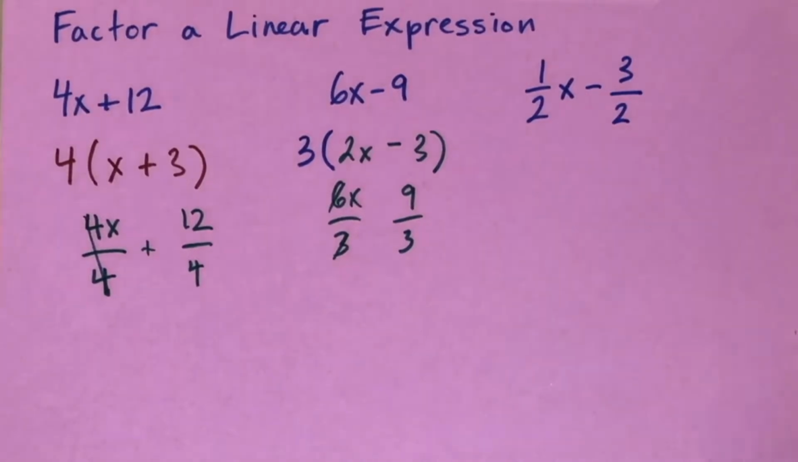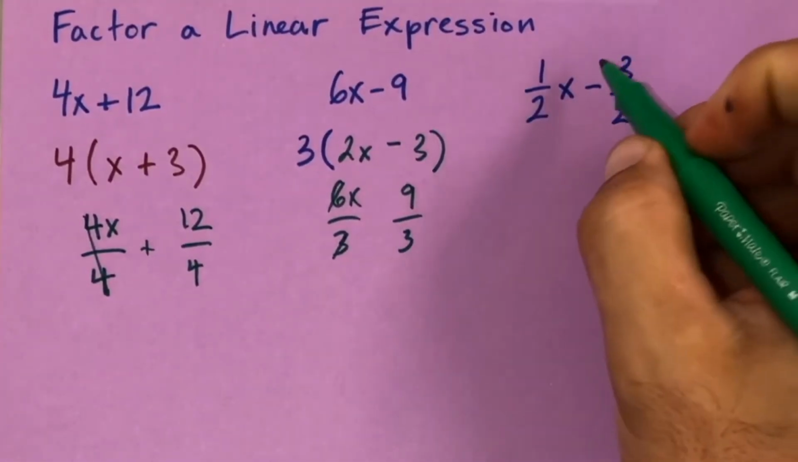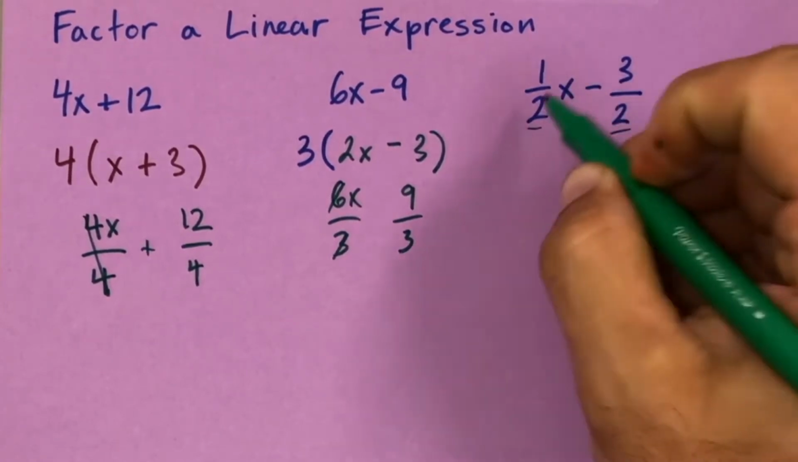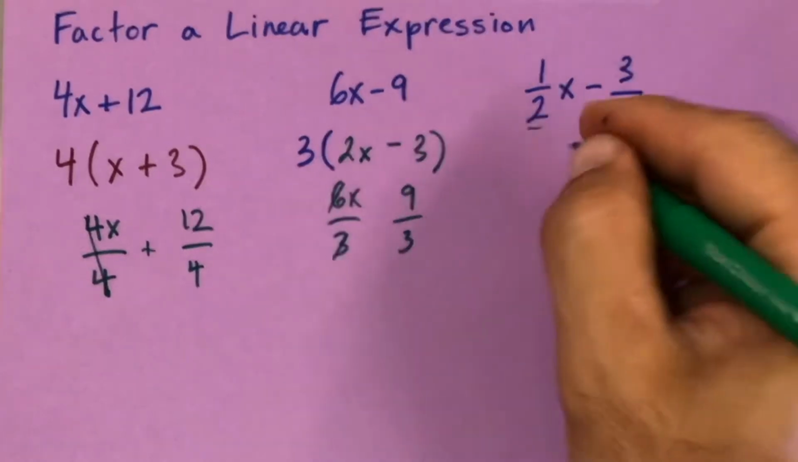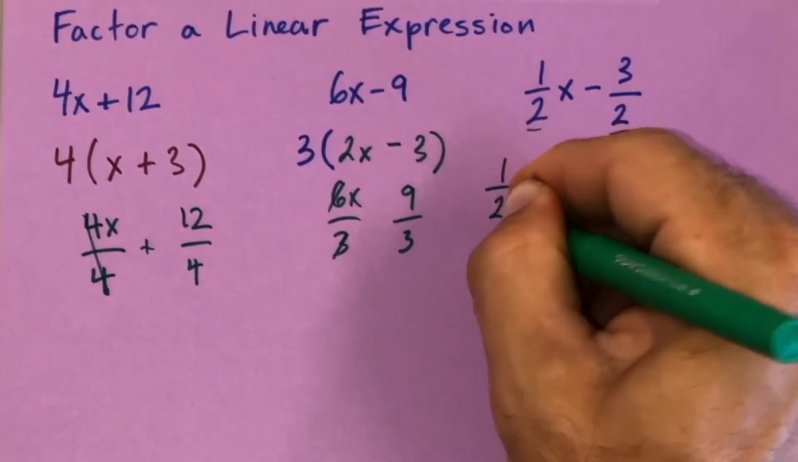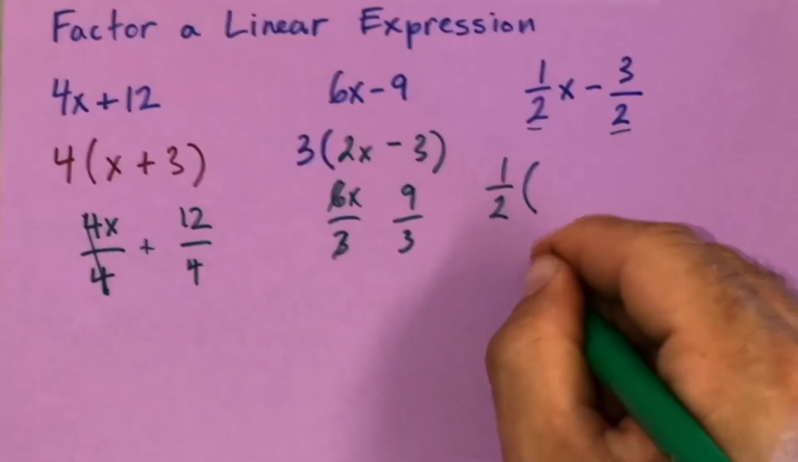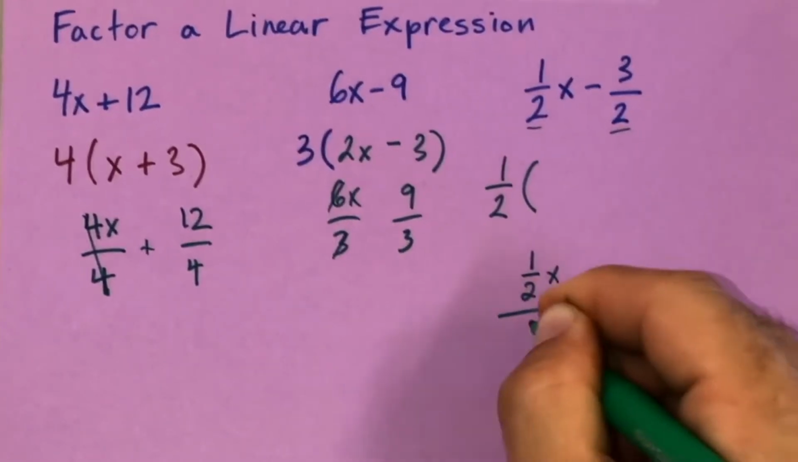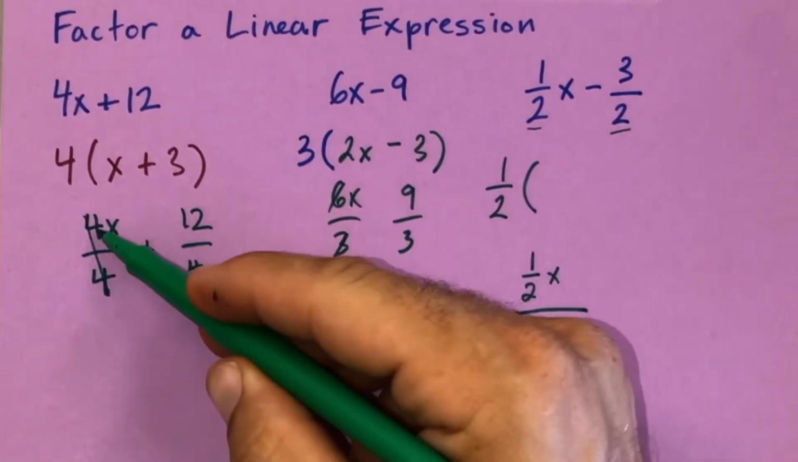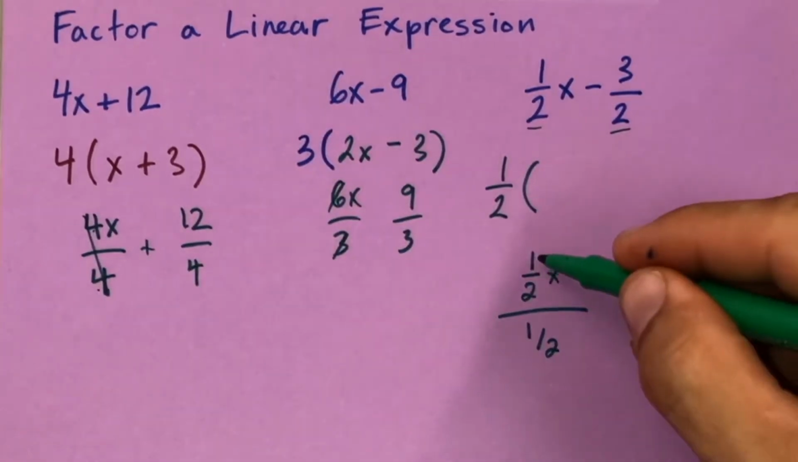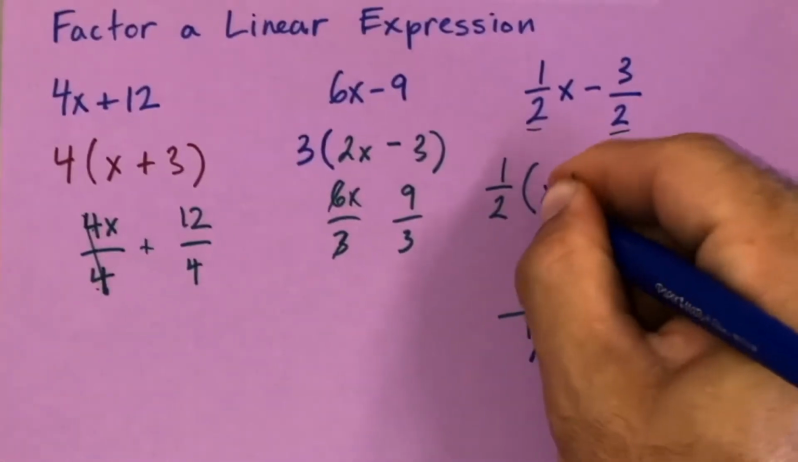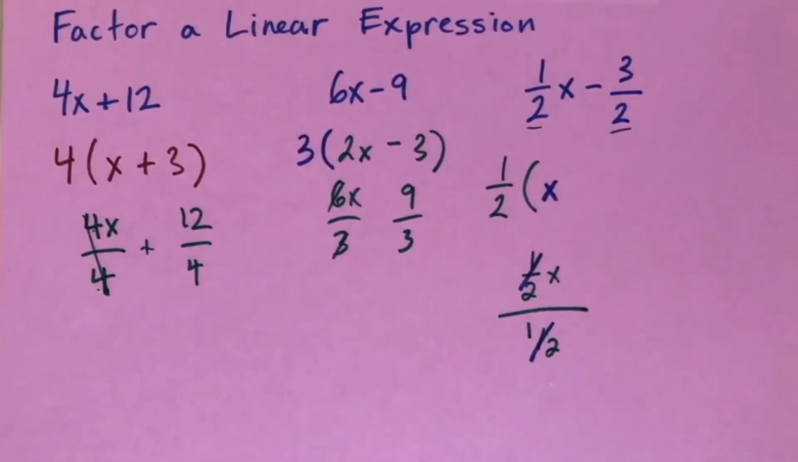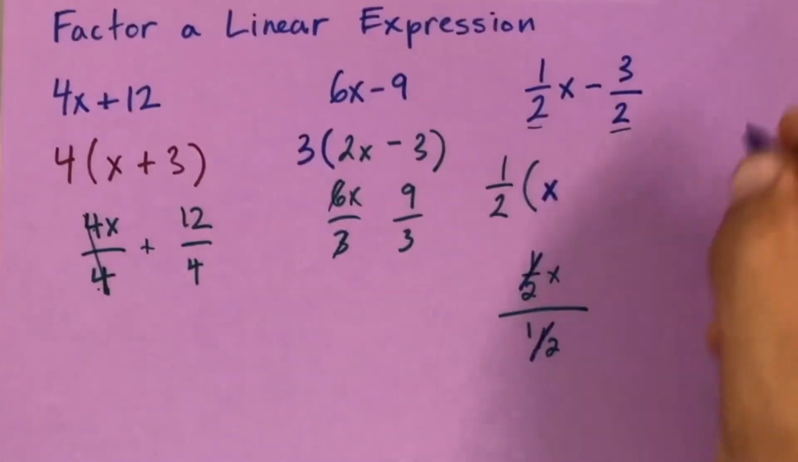Another one you want to look at is maybe one where they give you a fraction. And since this denominator matches up, you know that 1/2 could be a factor of 3/2. So I'm going to factor out the 1/2. Now, if I did 1/2 x over 1/2, just like this problem here with a 4 factored out the 4, this 1/2 is going to factor out the 1/2, leaving us with x. A little bit different though once we get to the 3/2.